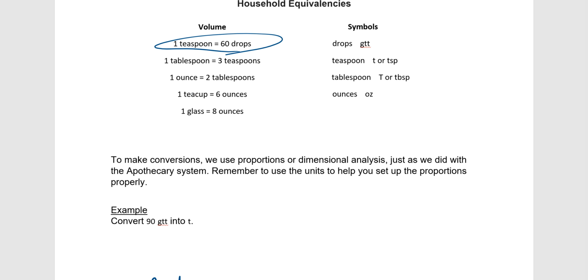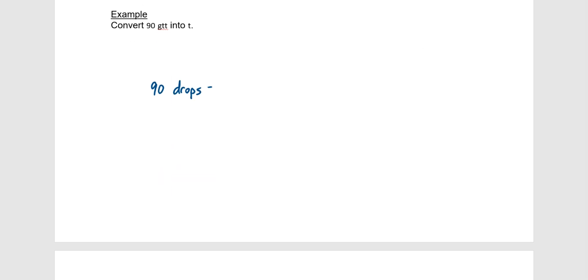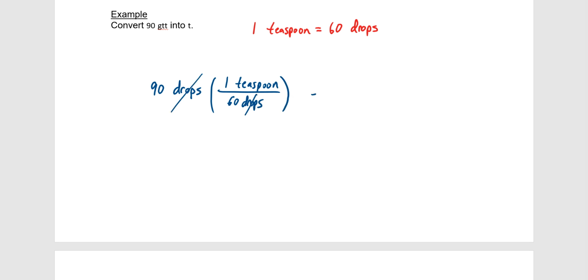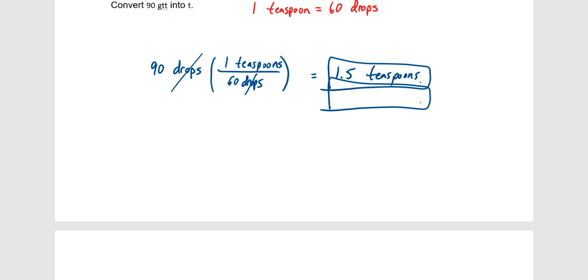So we have this first one. We know that 1 teaspoon equals 60 drops. So with dimensional analysis, we can multiply. We need teaspoon on top because that's what we're looking for. So 1 teaspoon divided by 60 drops. And when we multiply these, the drops cancel. We're left with 90 times 1 divided by 60, which gives us 1.5. So this equals 1.5 teaspoons. Okay, so 90 drops is 1.5 teaspoons. So easy enough for that one.